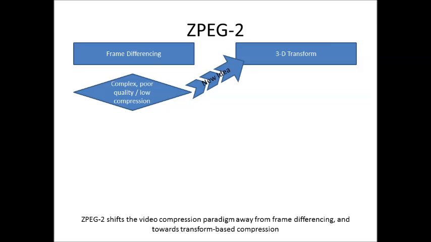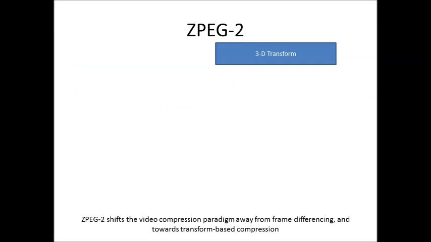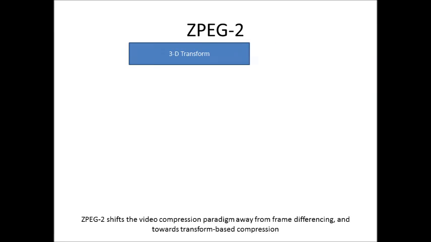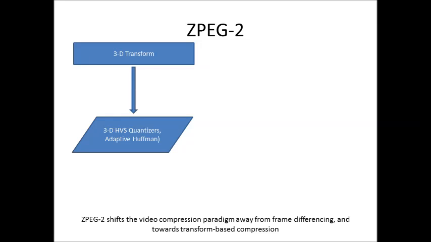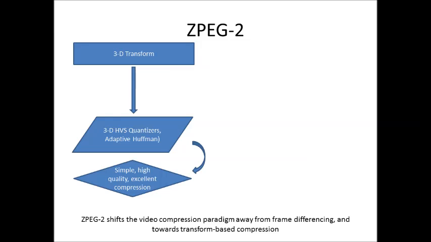ZPEG-2 is based on a completely new human visual system model and removes all of the content that is invisible to the human eye. Transform-based compression lends itself to many optimizations which differencing-based compression cannot leverage. The results of ZPEG-2 compression are dramatically better compression rates, visually indistinguishable quality, and real-time performance.